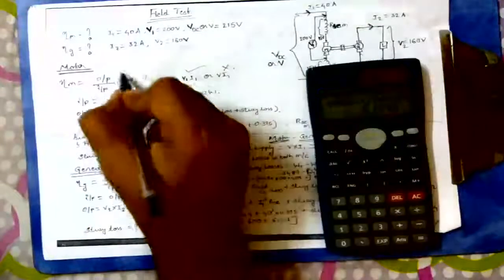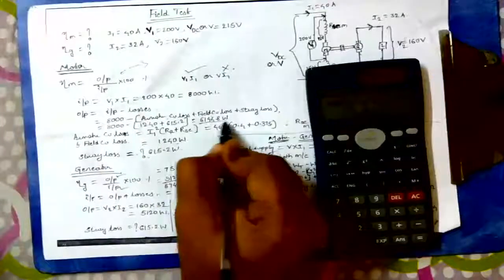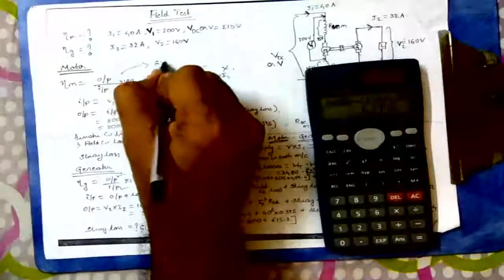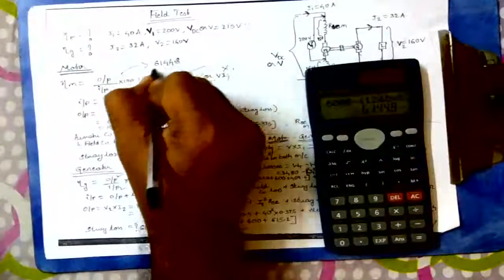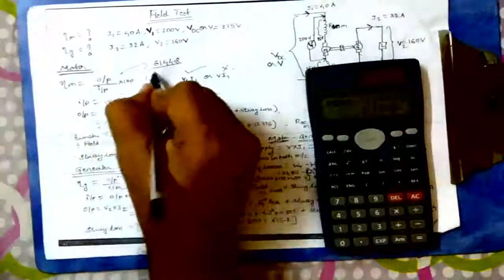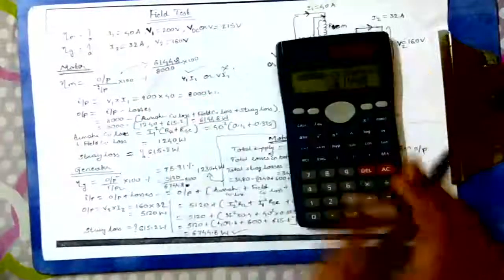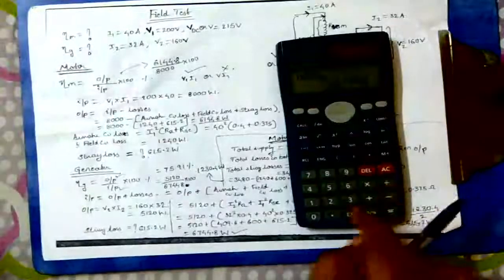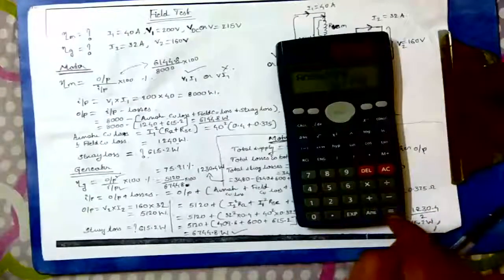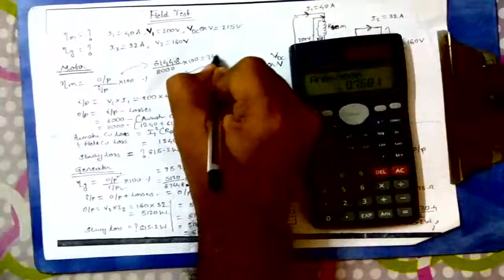Now I shall substitute here directly. Output is 6144.8. Input is how much? 8000 into 100. What will result? Just divide by 8000. Yes, it is 76.81.